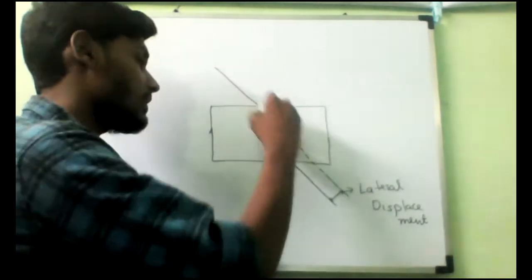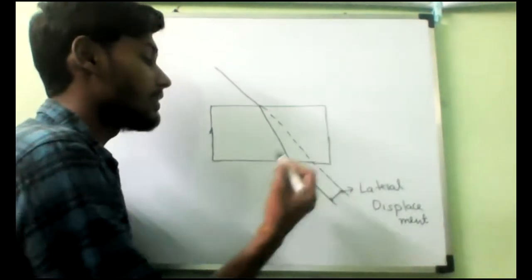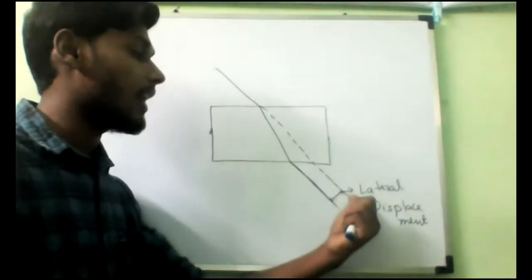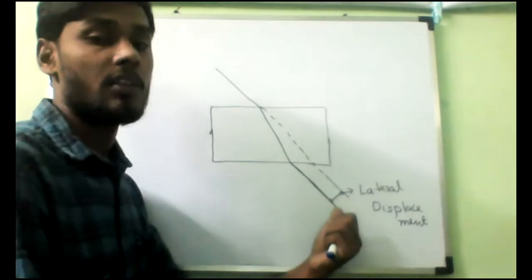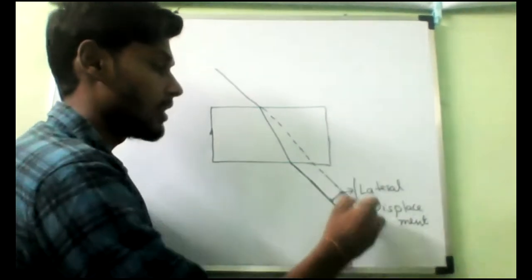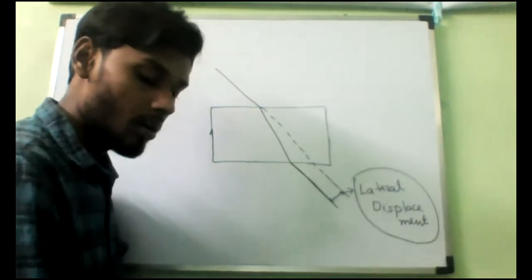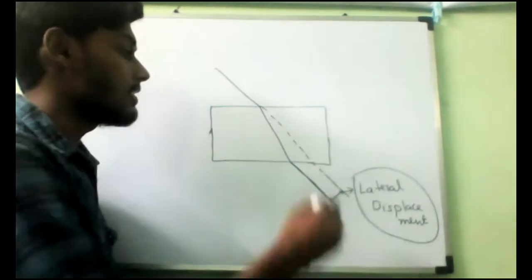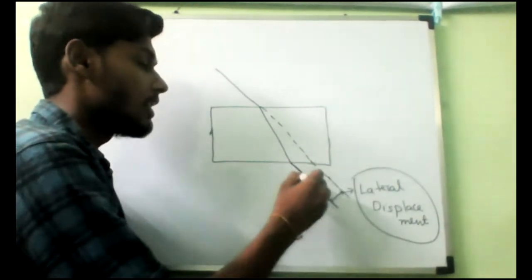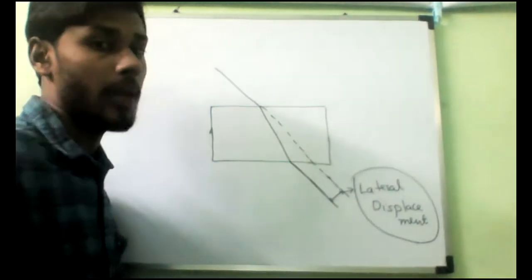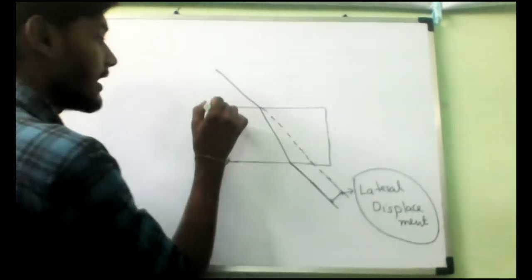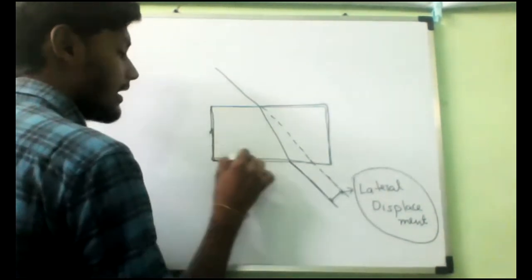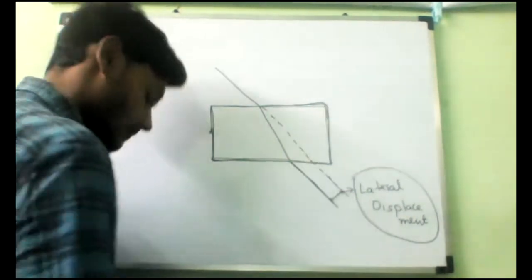So the actual path is this one, but due to refraction the light takes a new path. The distance between the actual path of light and the new path of light is called lateral displacement. Why are they parallel here? Because of the sides of the rectangular glass slab. Are they parallel or not? All of you? Yes, sir.